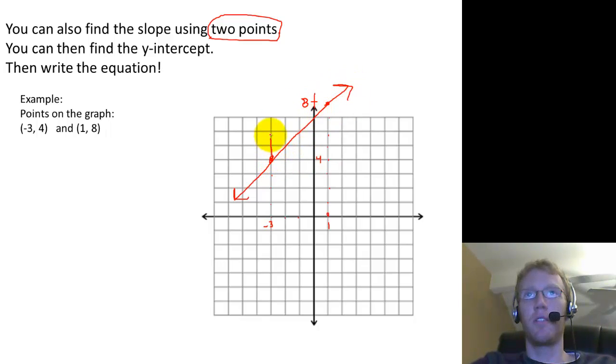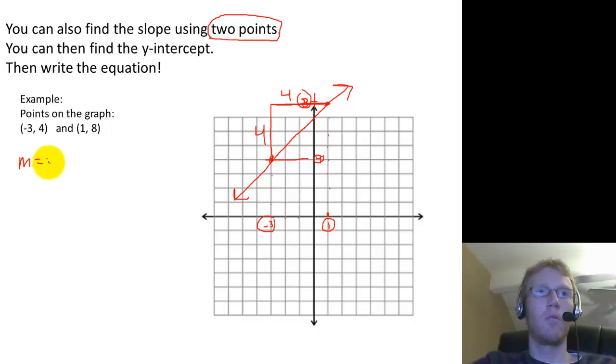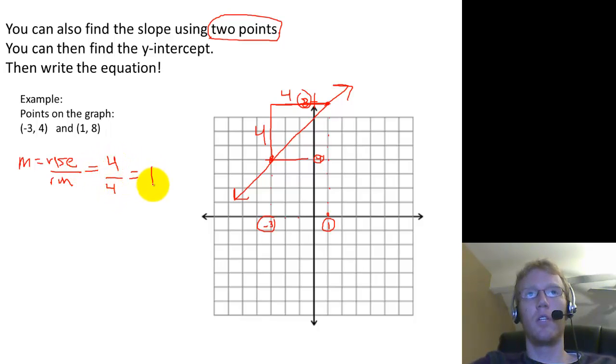The first thing I can do is find the slope by looking at my rise and my run. So on my graph, I can see that I'm going from 4 up to 8. So my rise was 4. And for my run, I'm here at -3, and I'm going all the way over here to +1. And the distance from -3 over to +1 is also 4. So my slope, which is rise over run, from the graph, is up 4 and over 4, which is equal to 1.